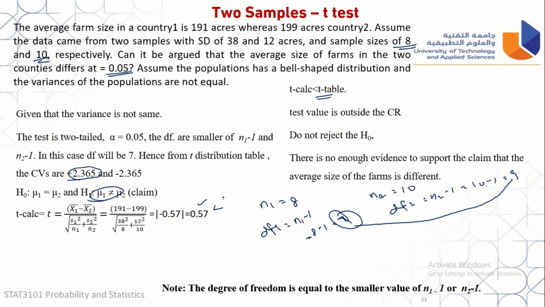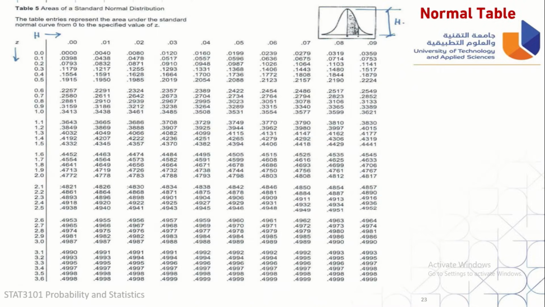So this value is less than 2.365 and hence we cannot reject the H0. And the remaining, how to write that, you know already.